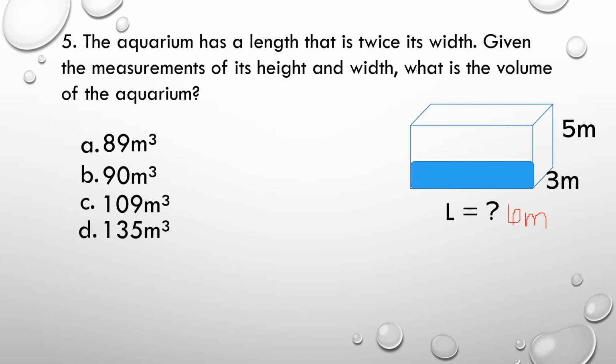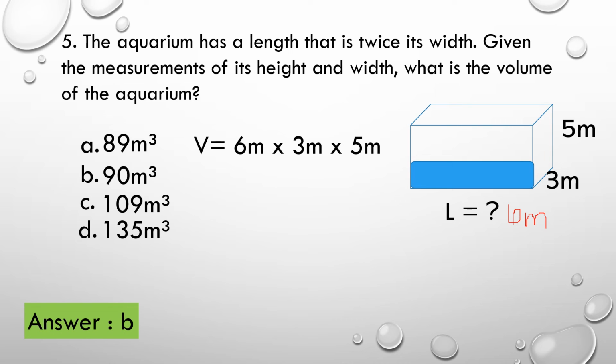Okay, the width is 3, so twice that. So now we can get the volume, which is 6 meters times 3 meters times 5 meters, and that is equal to 90 cubic meters. Okay, and that is letter B.